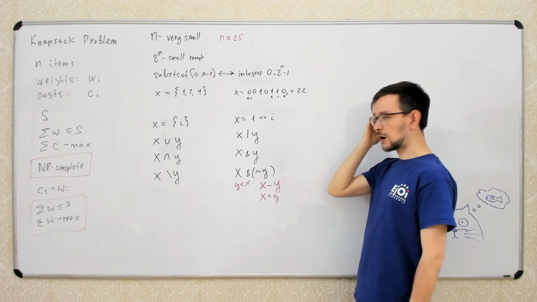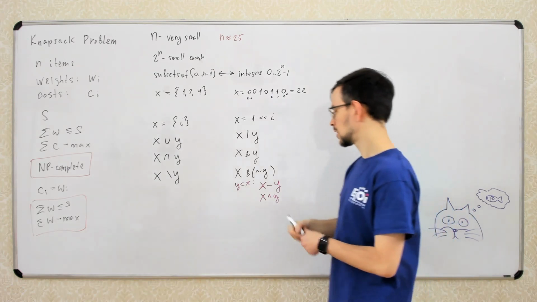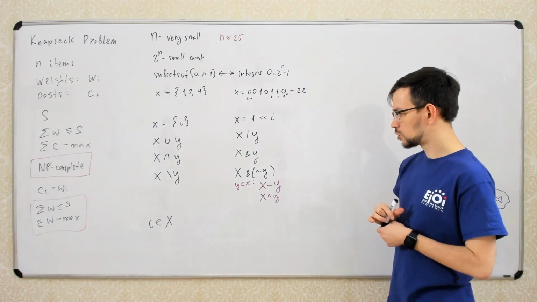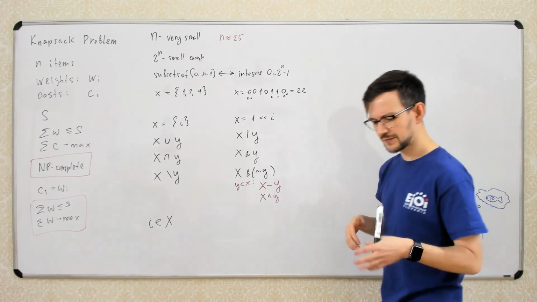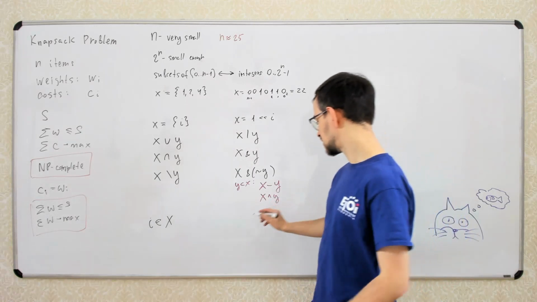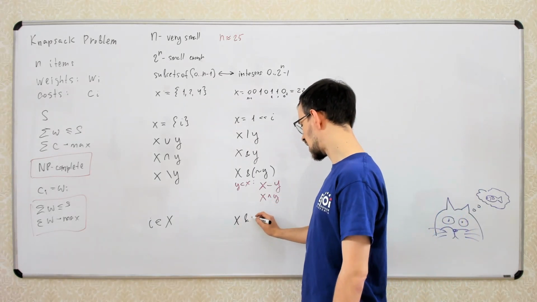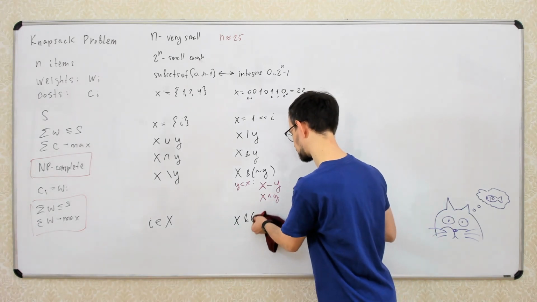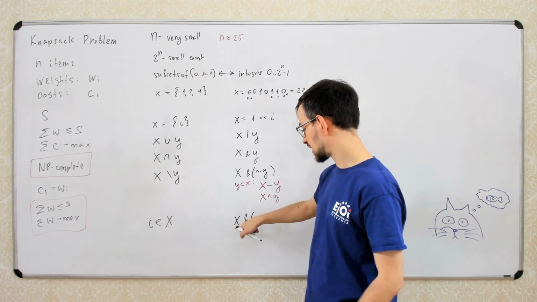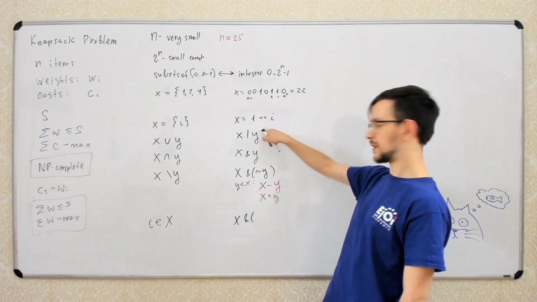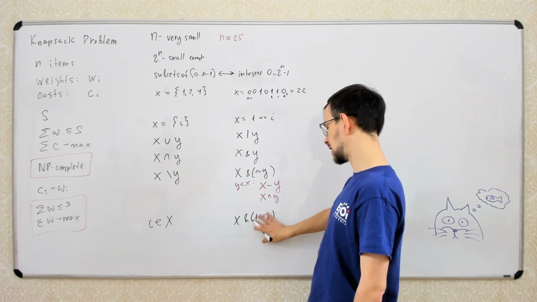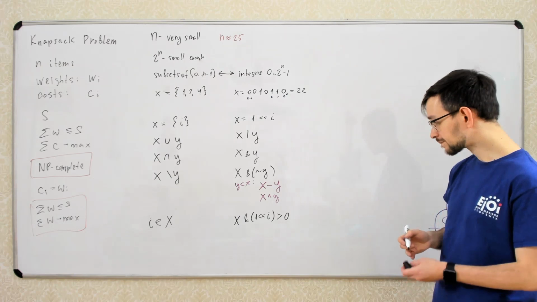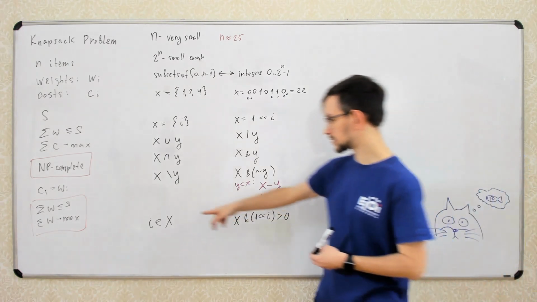What else do we need? Also, we need to check that an element is in the subset. So how to check if element I belongs to subset X? Well, the easiest way to check this, I usually do it like this. I just intersect X with 1 shifted left by I. So I intersect X with the set containing only element I. If this intersection is not empty, then element I belongs to set X.